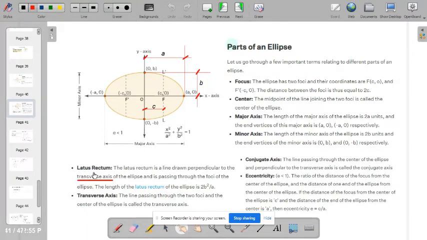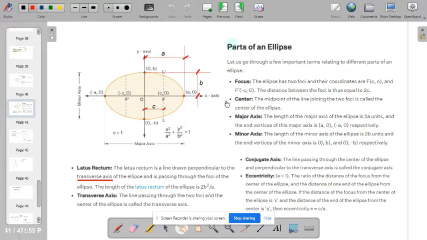And then we also have the latus rectum, this one. It's a line drawn perpendicular to the transverse axis of the ellipse and passing through the foci of the ellipse. And the formula is 2b squared over a, where b is this length and a is this length. So 2b squared divided by a.